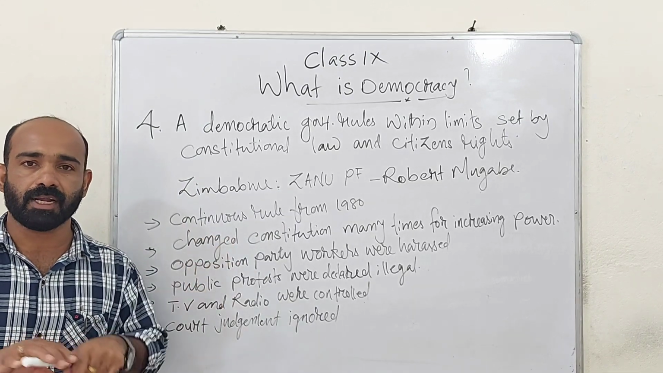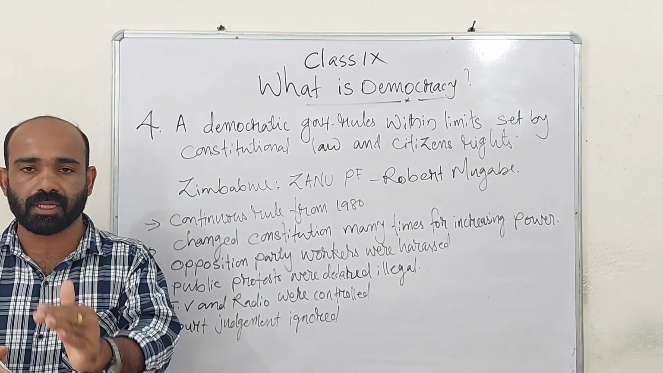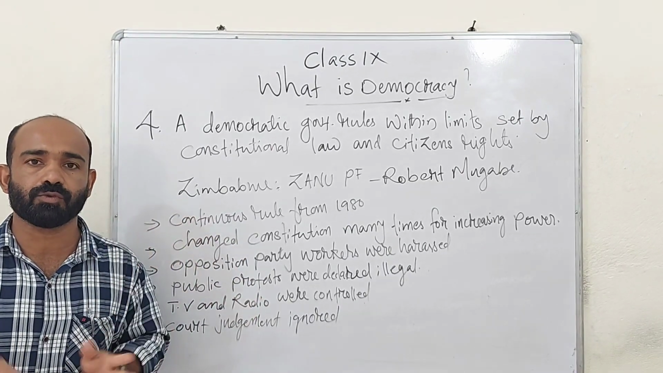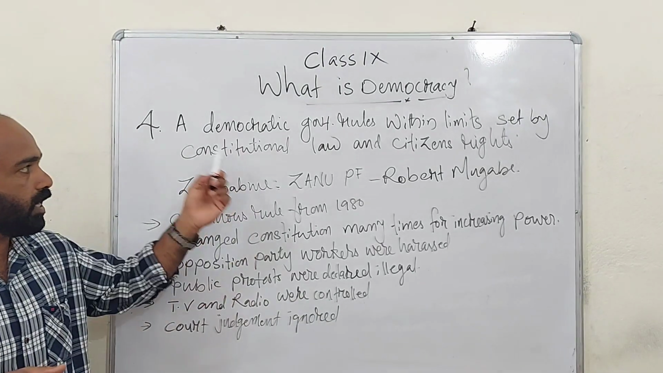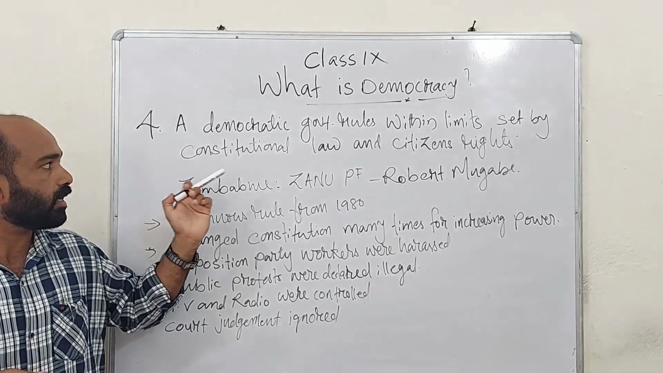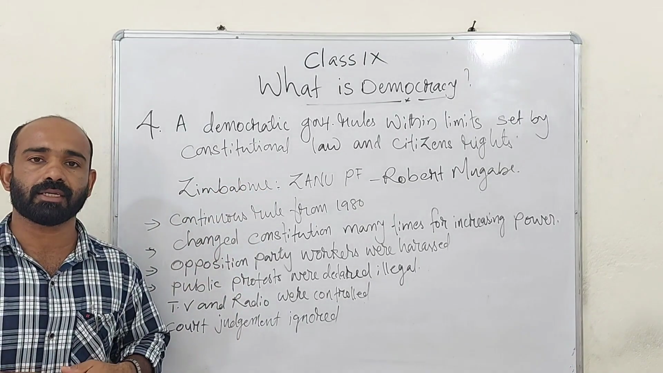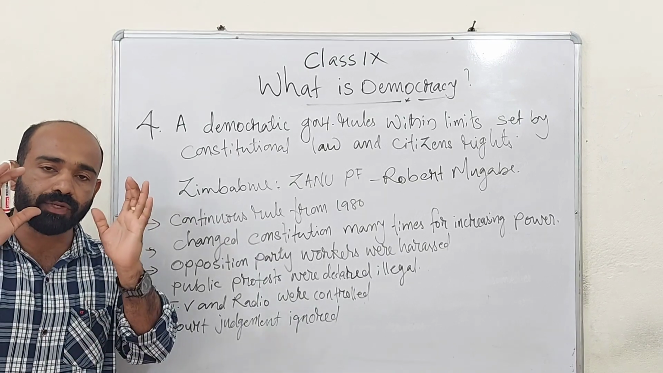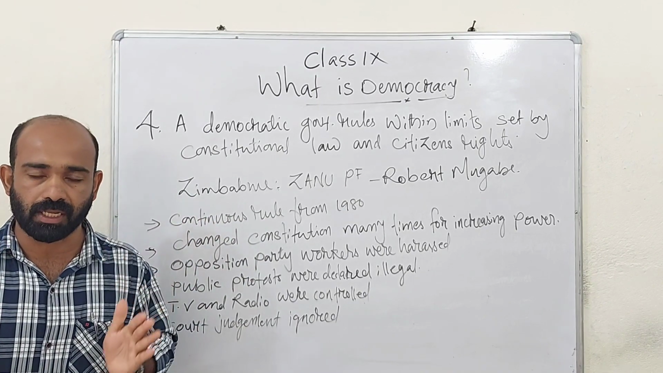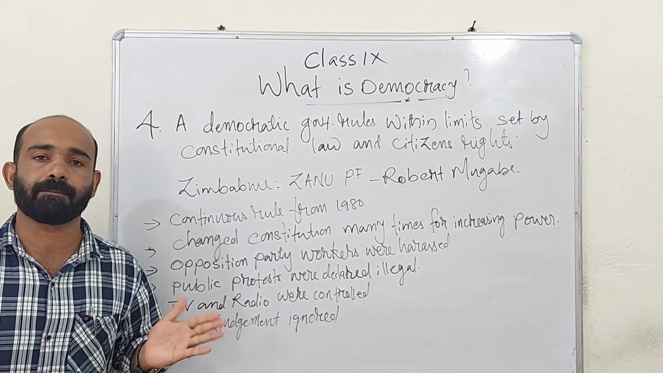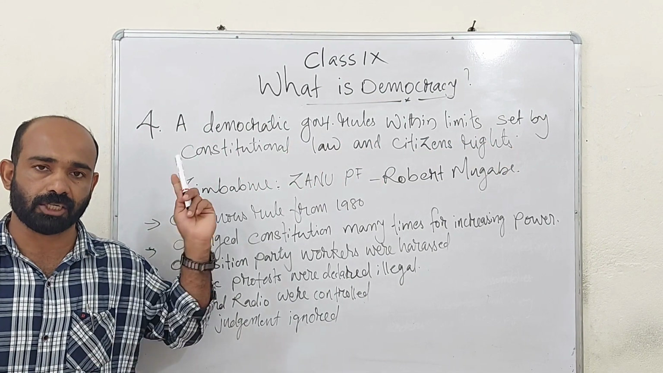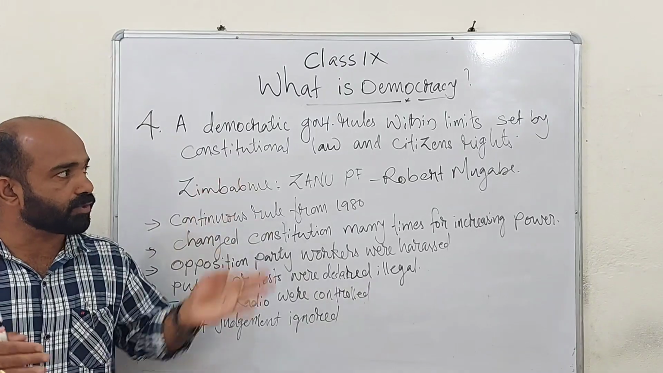And third one, we have seen that if a country wants to be called a real democracy, all adult citizens should have one vote, and everyone's vote should have equal value. And finally, a democratic government should rule within laws, within rules set by the constitutional law and citizens' rights. If all these features are existing in a country only, that country can be called a real democracy. Otherwise, all the countries will be pretending democracies. So read this section very thoroughly and understand all these features very clearly.